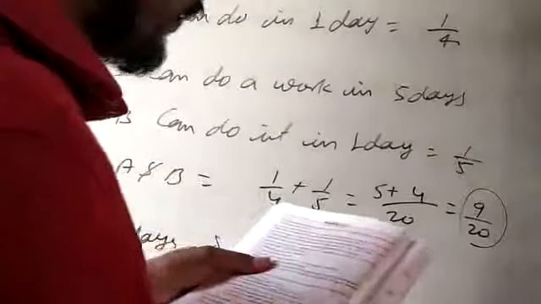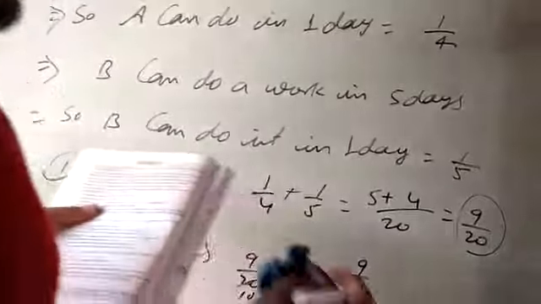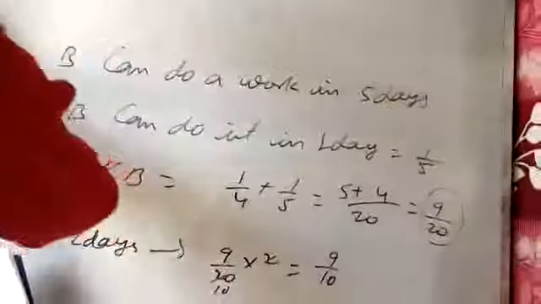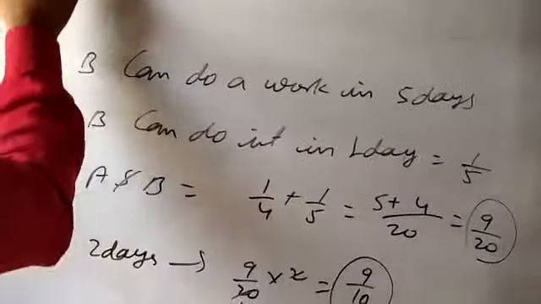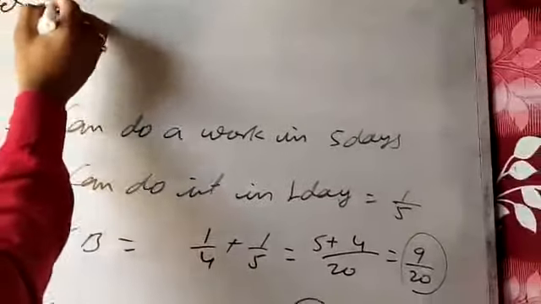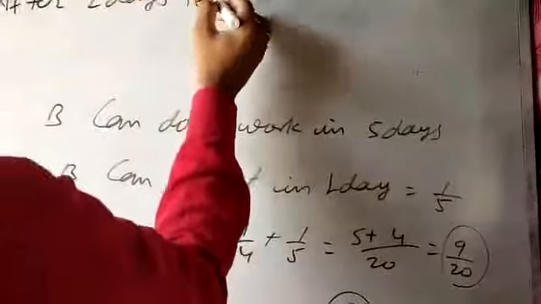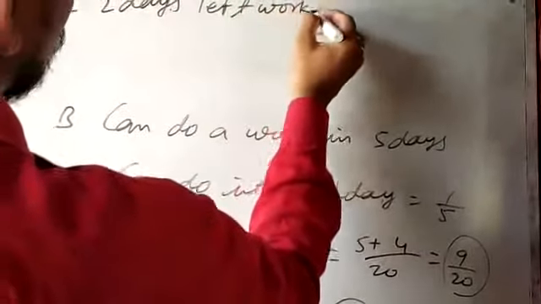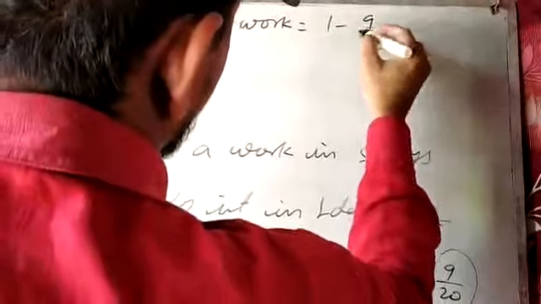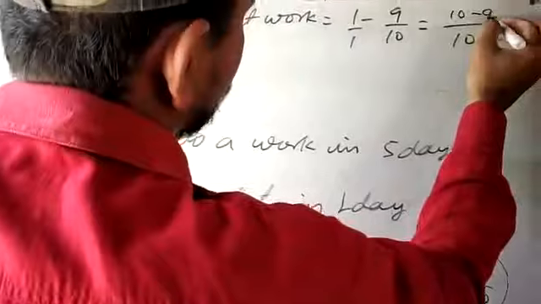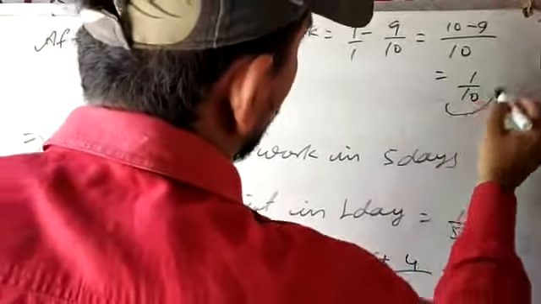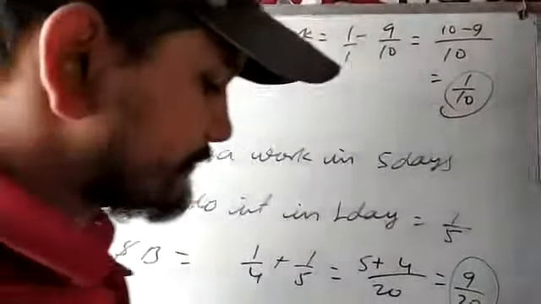See what part of work will be left after they have worked together for 2 days. So this is the work of 2 days. After 2 days, left work is equal to 1 minus 9 by 10. We will take LCM 10. 10 minus 9 is equal to 1 by 10 work will be left. Okay. Question number 4 is very easy. I hope you can solve it.